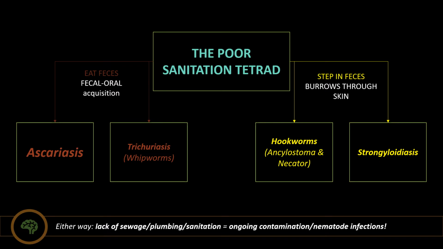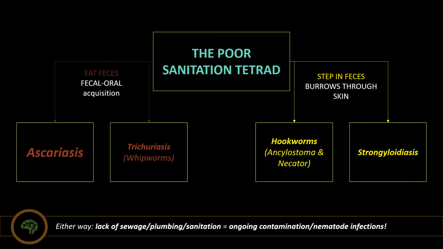Now that we've covered pinworms, let's get into the first large group of nematode infections, the poor sanitation tetrad, a group of roundworm infections easily grouped together that can actually concurrently infect a single patient, given the shared risk factor of poor sewage and lack of indoor plumbing, leading to human feces being present in the soil around human settlements, where it is either contaminating the hands and food of patients or being stepped in by patients with lack of good protective footwear.